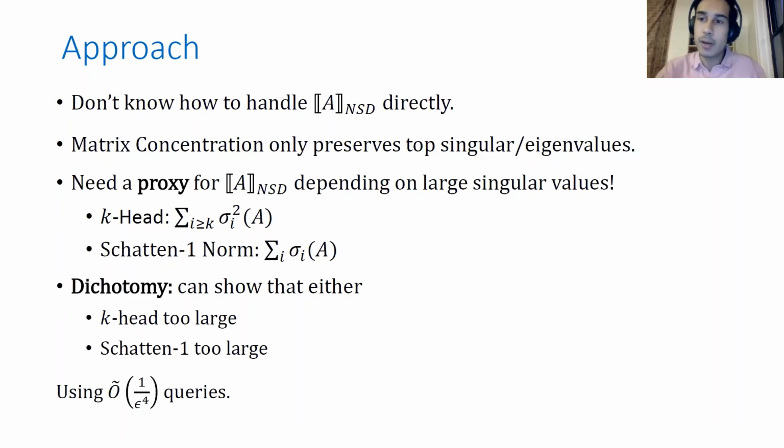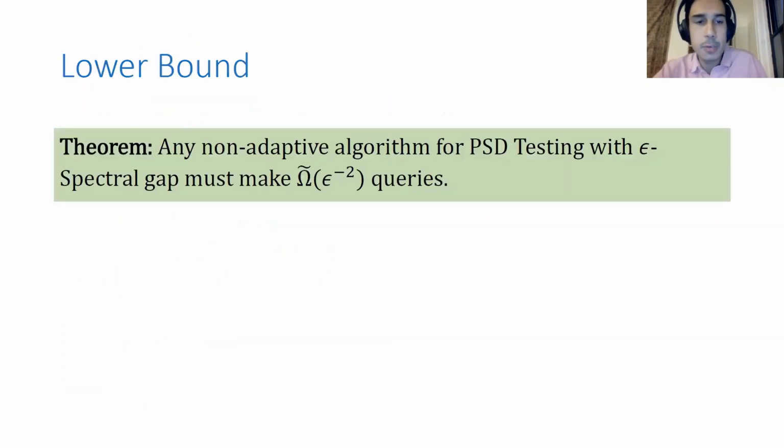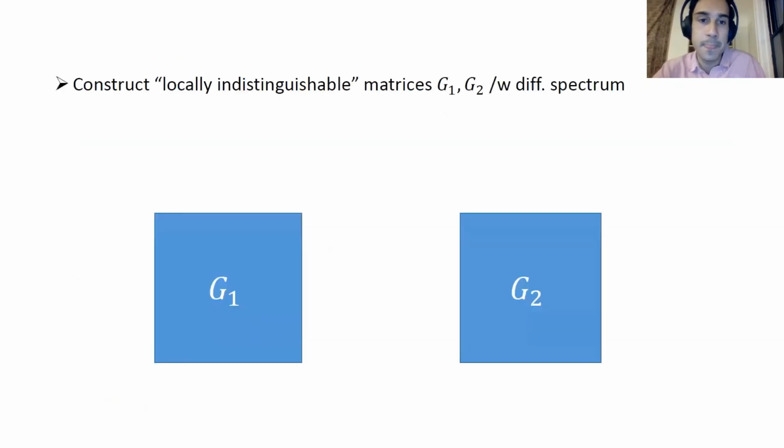There are a number of tools that we'll need, but I won't be able to discuss them here, so you can refer to the paper for details. Okay, and I'll end with just a couple of details about the lower bound. The lower bound doesn't quite match for this Frobenius norm gap, but it is a lower bound of 1 over epsilon squared, which separates the complexity from the spectral gap testing problem.